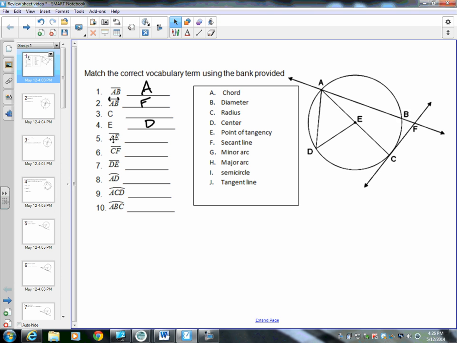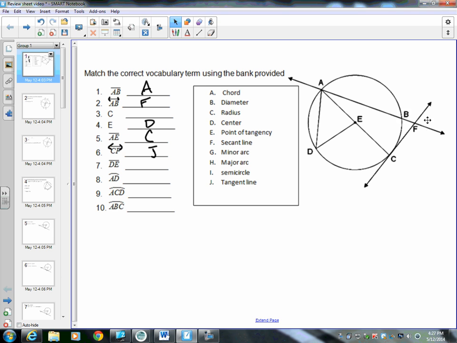Number five is segment AE, just like number one. It goes from E to A, or A to E, doesn't matter. This segment right here, from the center to the circle, is called the radius. Number six, again, the arrows are tiny, but this is line CF. This is a line that intersects the circle exactly one time. We call this a tangent line, J.